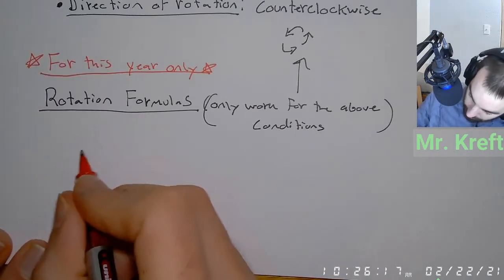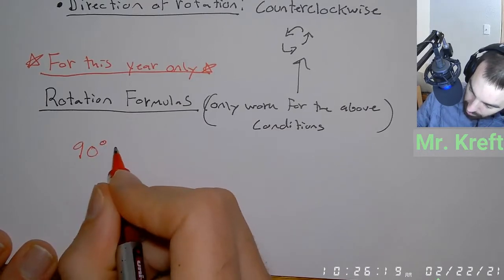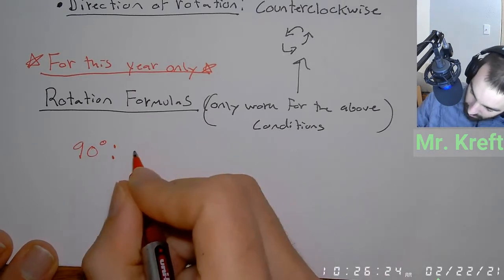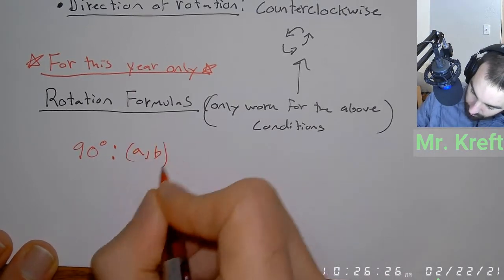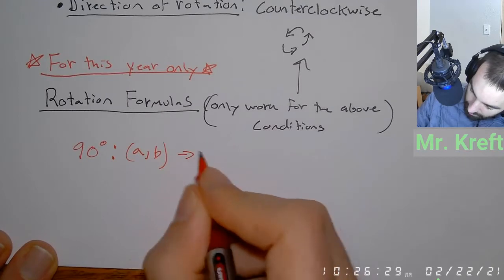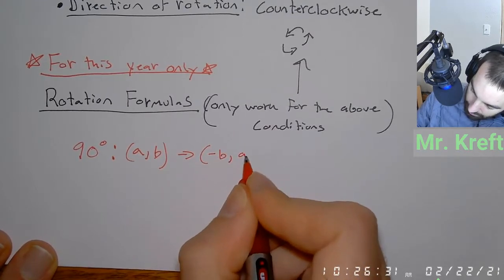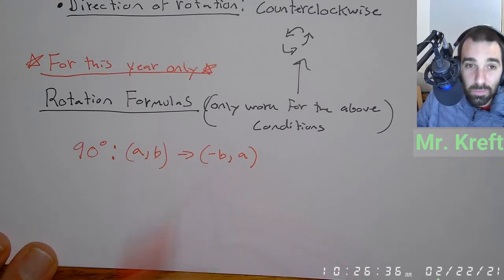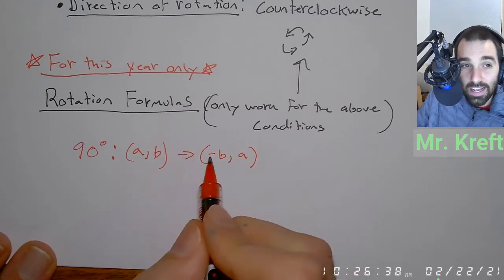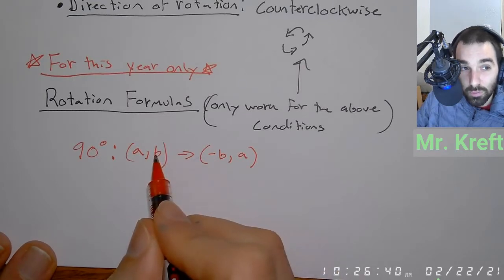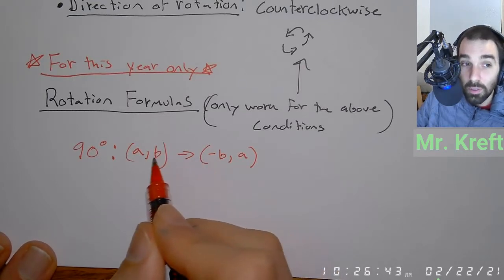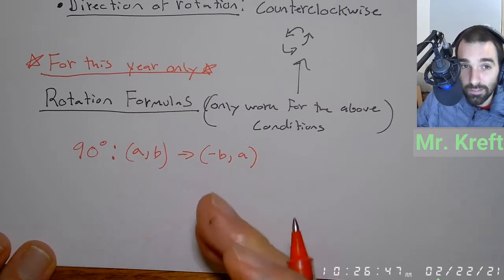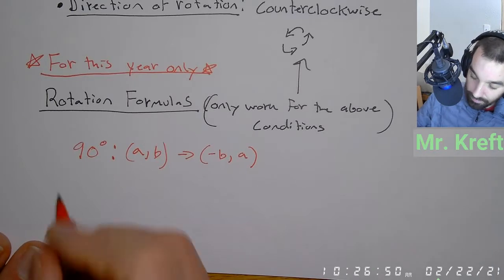So our formulas are this. For a 90-degree rotation about (0, 0) counterclockwise, you're going to take every point (A, B) such that you're going to get (negative B, A). That is, you're going to switch A and B, and then the B becomes negative. Or you can think of it as the opposite sign. So if B was positive, it's now negative. Or if B was negative, now it will be positive. Because you can think of the negative as opposite. It's the opposite of positive.